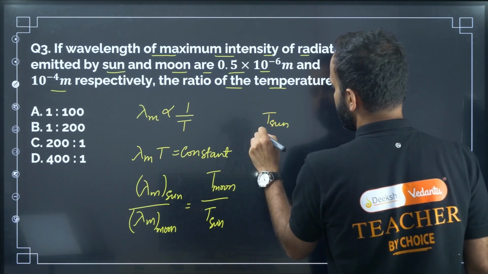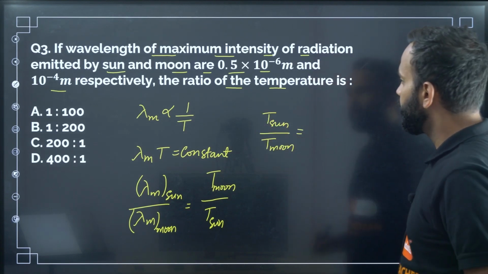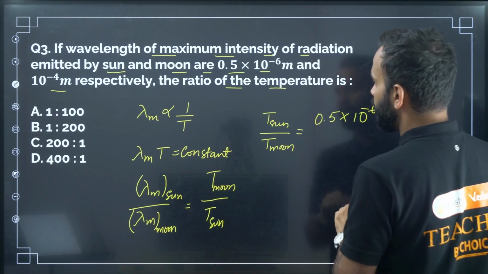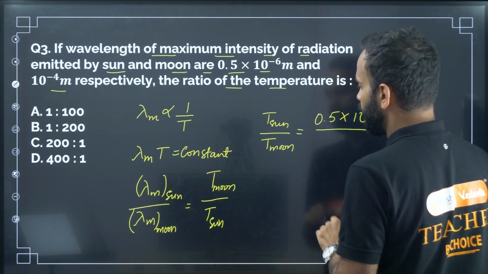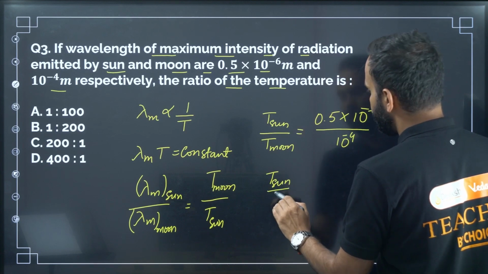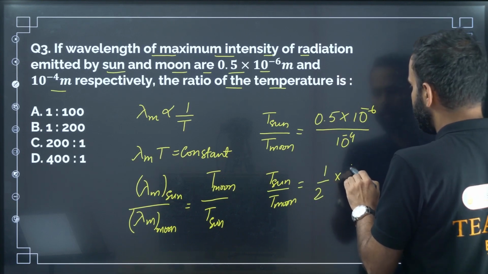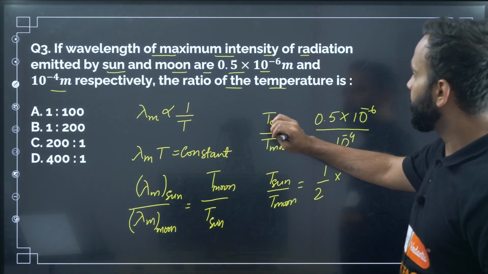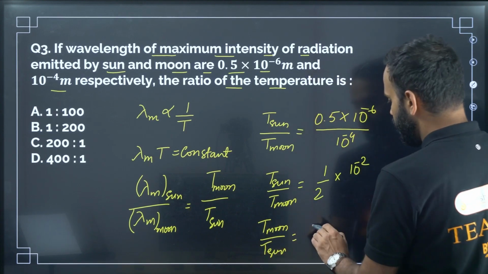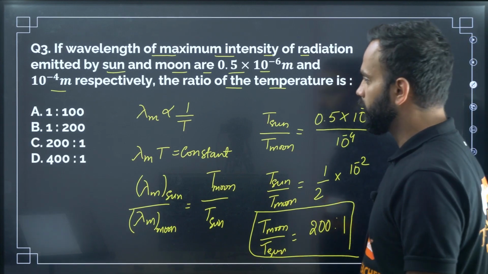So T of sun divided by T of moon is equal to 0.5 into 10 to the power minus 6, divided by 10 to the power minus 4. So T of sun divided by T of moon is equal to 1 divided by 2 into 10 to the power minus 2. We need to find the ratio of the temperature of the moon to sun. So T of moon to T of sun is equal to 2 into 10 to the power 2 divided by 1, that is 200 is to 1. So the correct option is C.